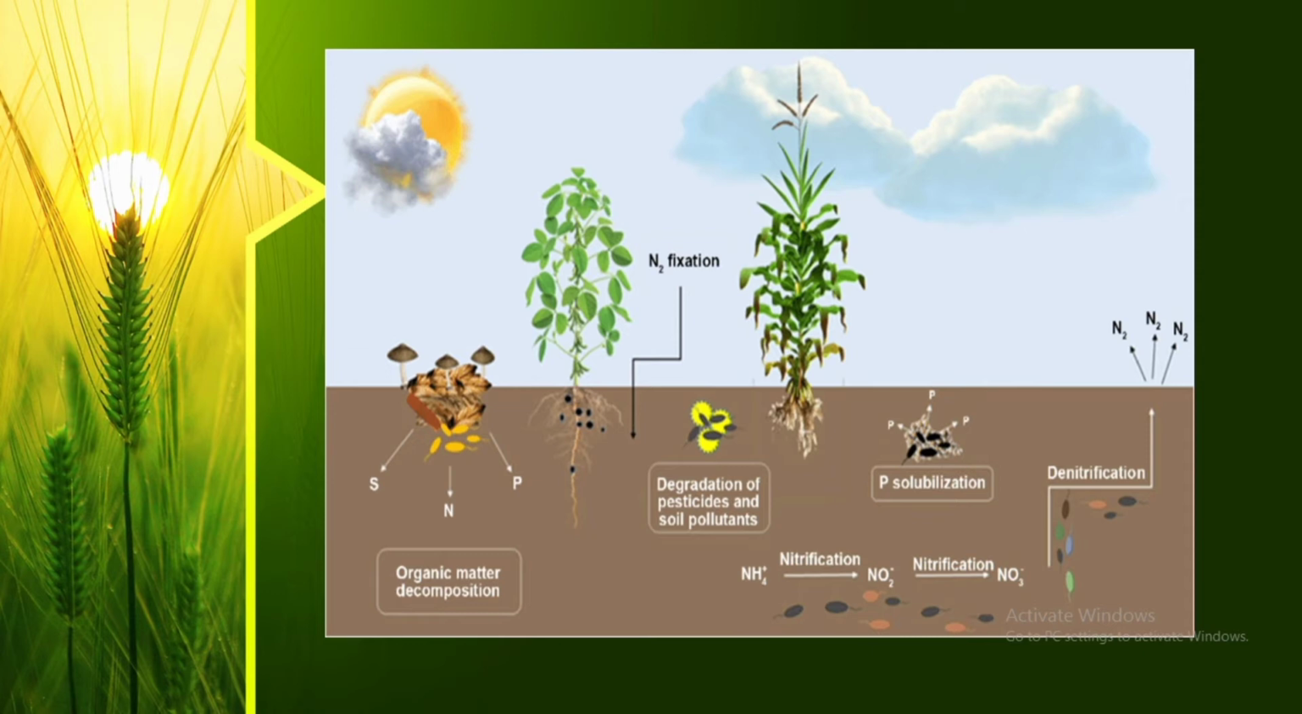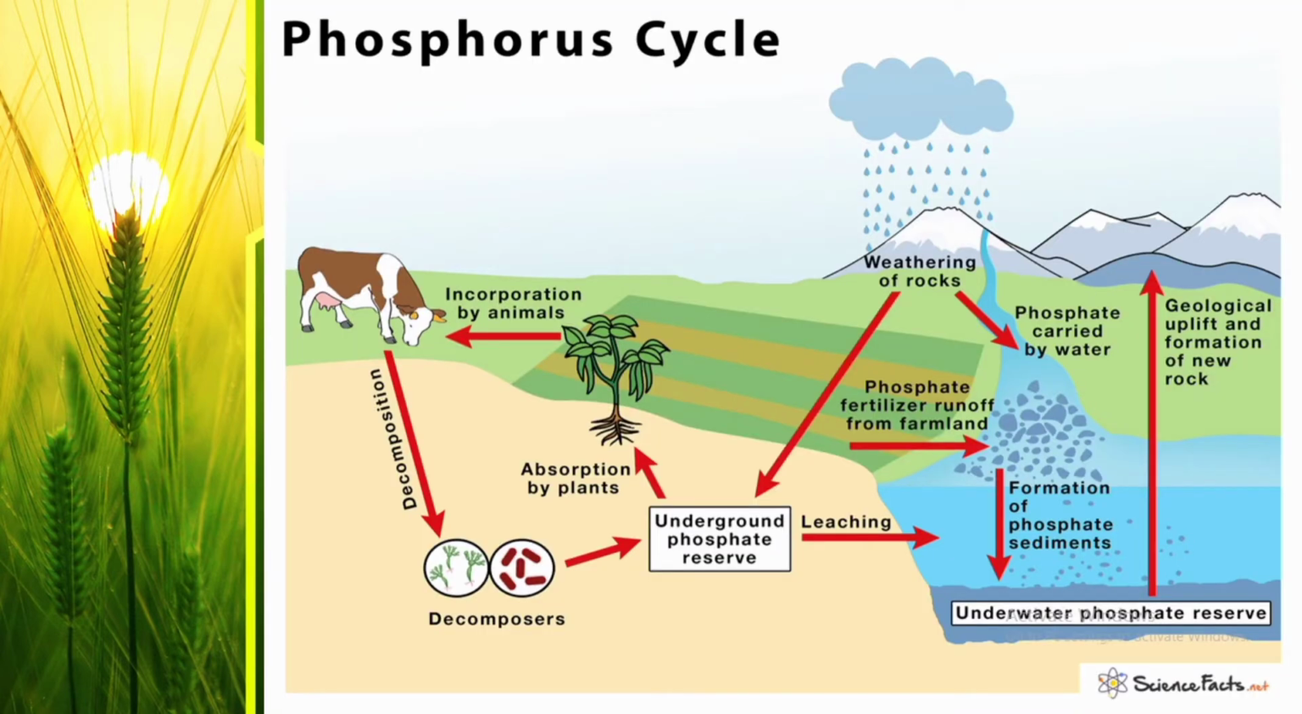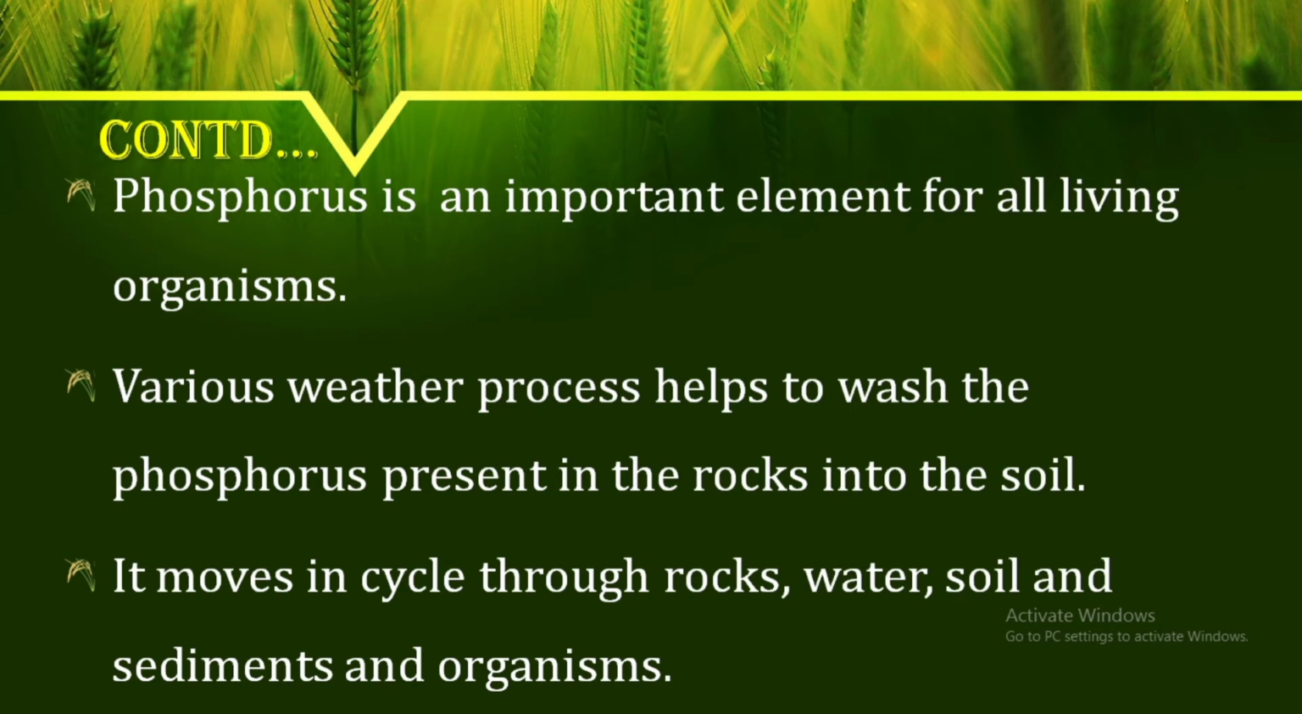Now let us see the phosphorus cycle. Phosphorus is an important element for all living organisms. The phosphorus cycle is a very slow process. Various weather processes help to wash phosphorus present in the rocks into the soil. Phosphorus is absorbed by the organic matter in the soil, which is used for various biological processes.